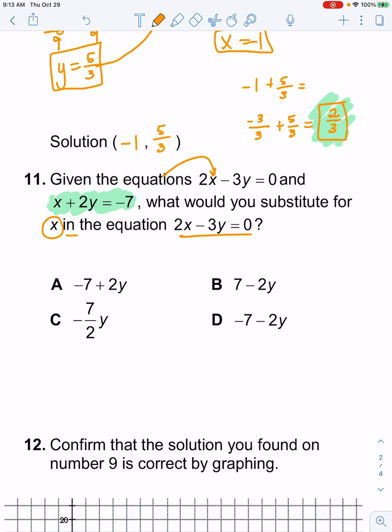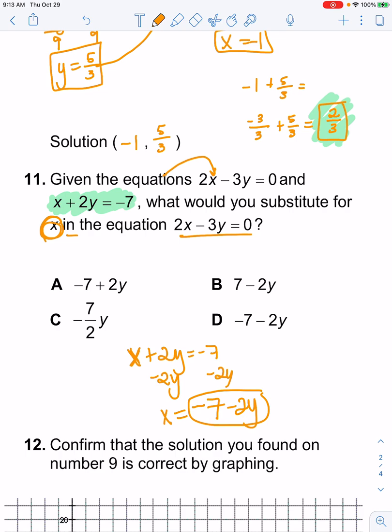So I'm going to take x plus 2y equals negative 7, and they're saying that we're going to substitute for x. So I need this x to be the thing that's by itself. So I'm going to subtract 2y from both sides, and I see that x is equal to negative 7 minus 2y. That is what x is equal to, so that is what I would substitute into the other equation. And that best aligns with D.